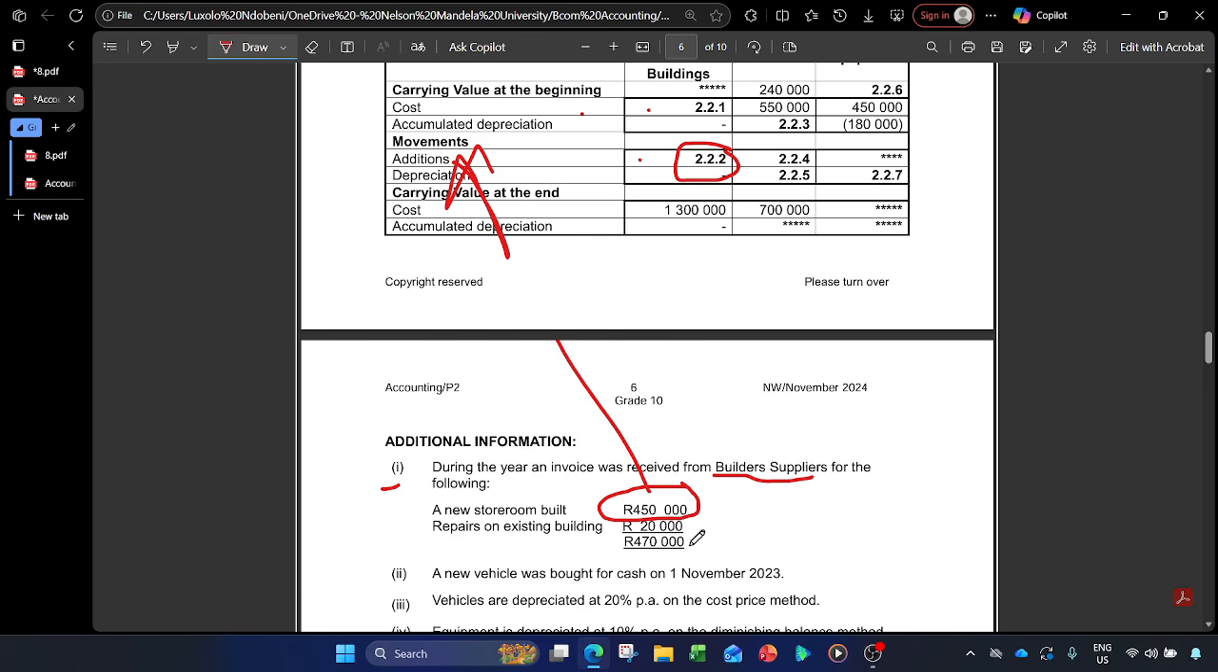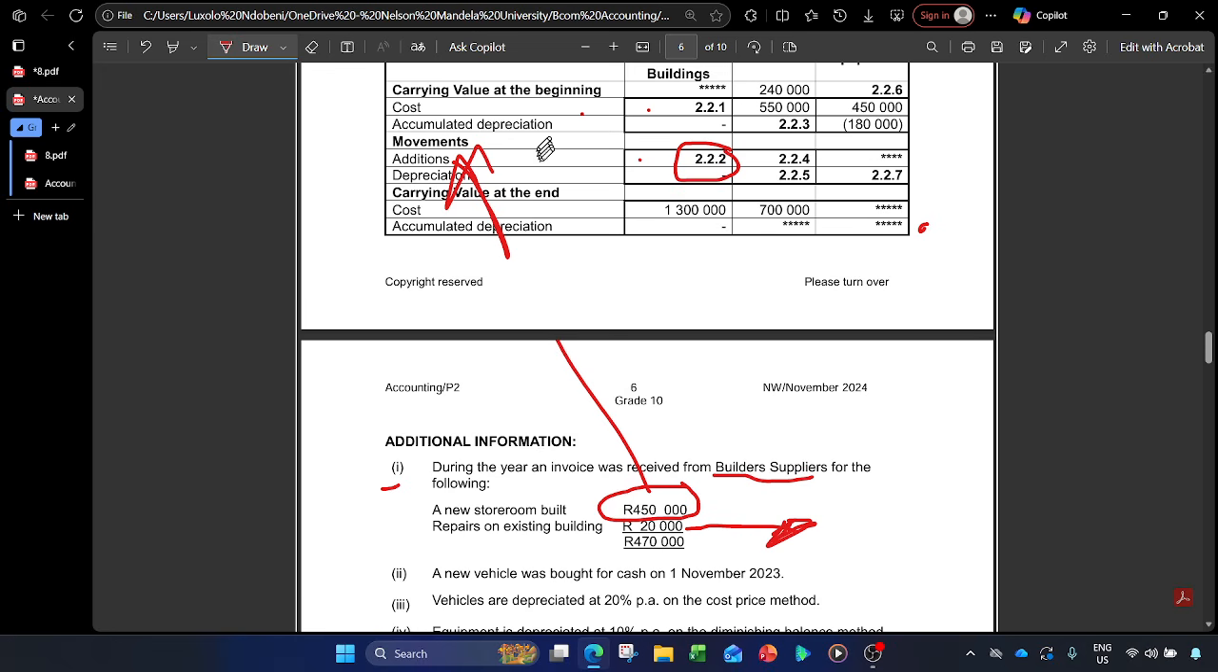Remember, guys, repairs is an expense. So an expense is recorded on the income statement, not on the balance sheet. Remember, this note is going to the balance sheet. An expense is deducted in the operating expenses. So this 20,000 of repairs on existing buildings is the expense. So the cost of the addition, or the new building built, is 450,000.